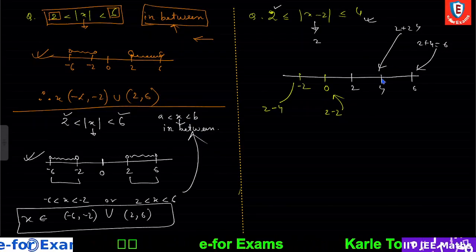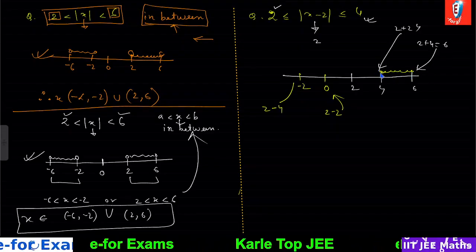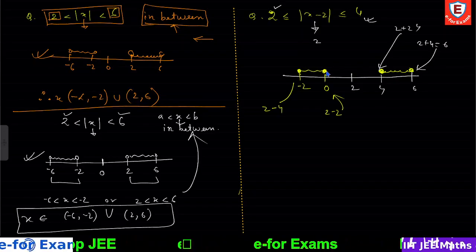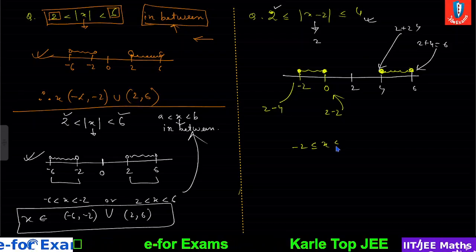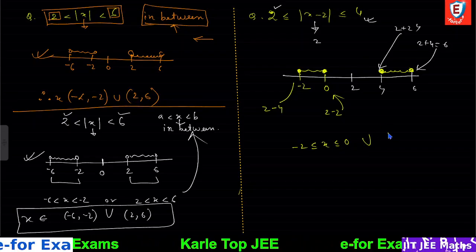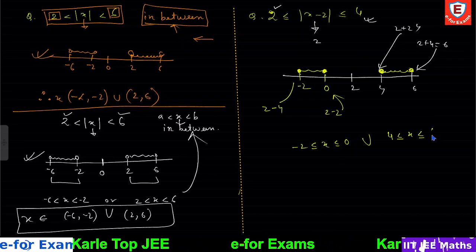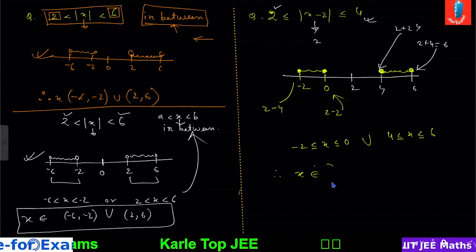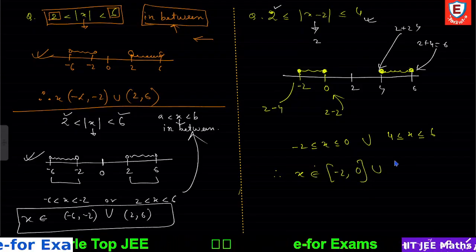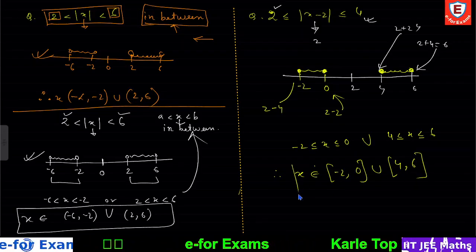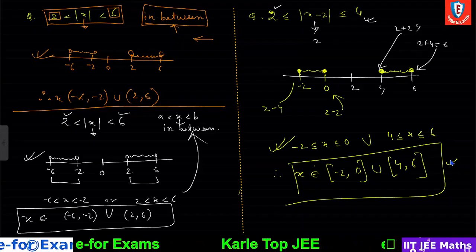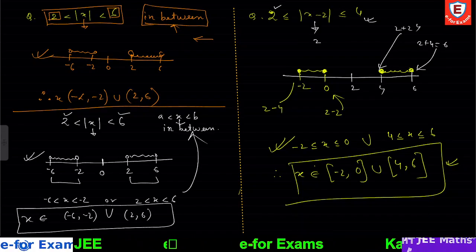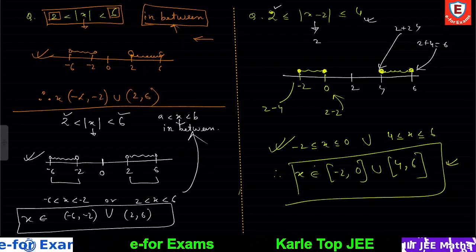So the answer will be 4 to 6, including 4 and 6, dark circle here. And again minus 2 to 0, including minus 2 and 0. Here minus 2 less than or equal to x less than or equal to 0, union 4 less than or equal to x less than or equal to 6. This is nothing but x belongs to minus 2 to 0, closed interval, union 4 to 6. This is the answer, or this format, or this format. Any confusion? Next.